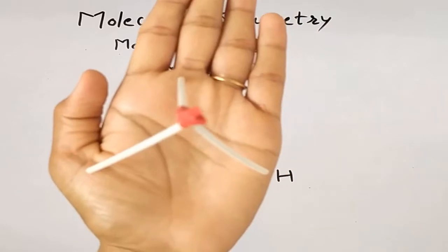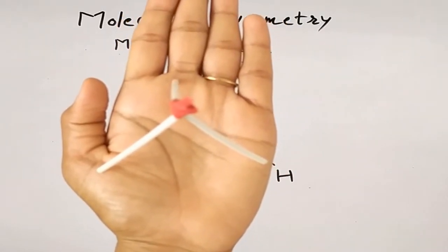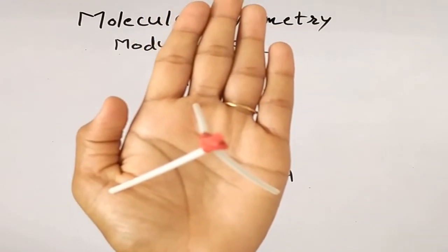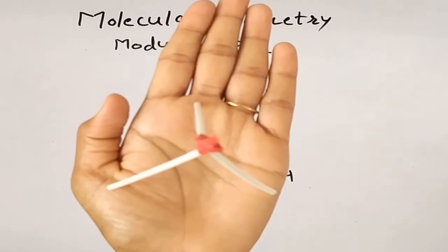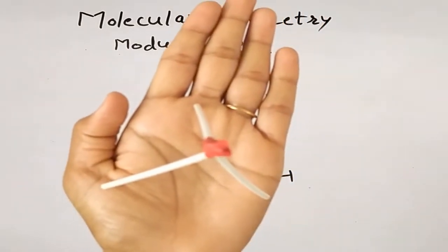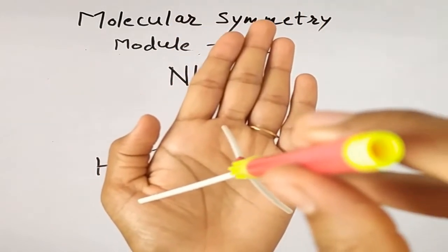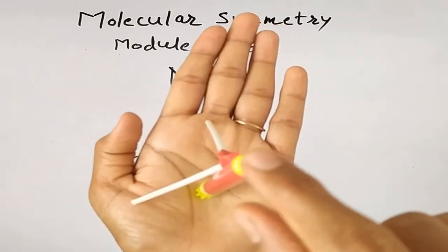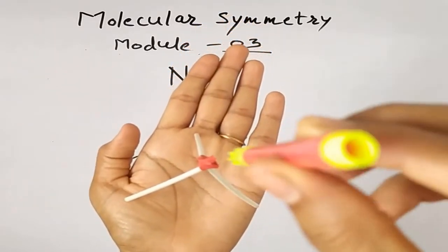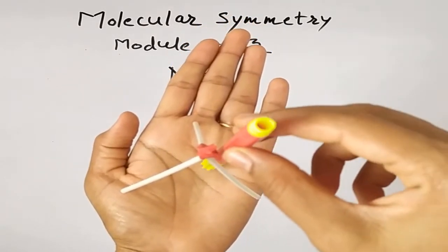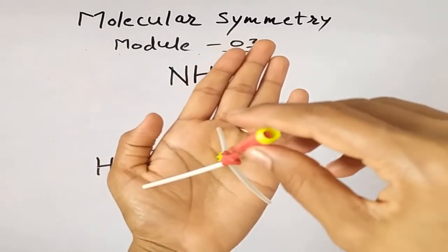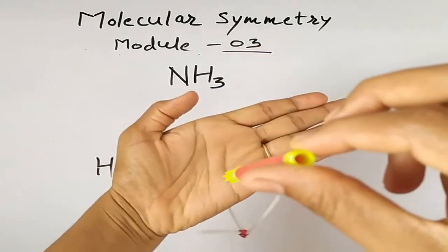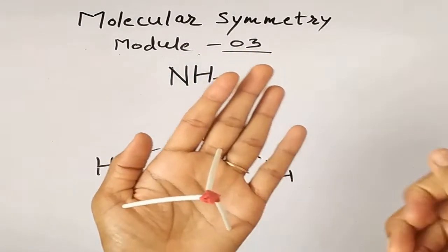How can you pass it? As it is a trigonal pyramidal molecule, we can pass the rotational axis which is penetrating through this nitrogen atom, like this. You have to imagine that this is the rotational axis, penetrating through this nitrogen, and once you pass this rotational line, then along this line you have to rotate the molecule.